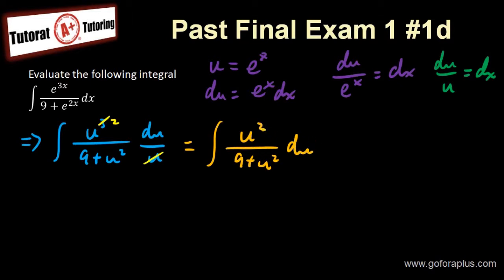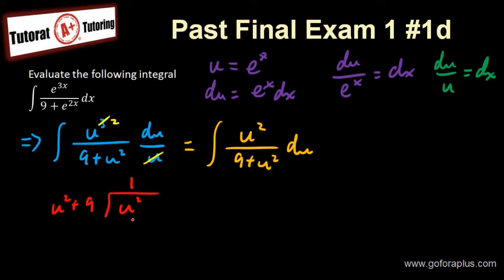Now, you look at the degree on top and the degree at the bottom. This is going to be the same degree because it's 2. Now, if you have the same degree on top and bottom, the first thing that you have to think of is long division. Now, let's do a long division here. So, u squared is divided by 9 plus u squared. So let me just rewrite the order so that I don't write 9 plus u squared. I want to write u squared plus 9.